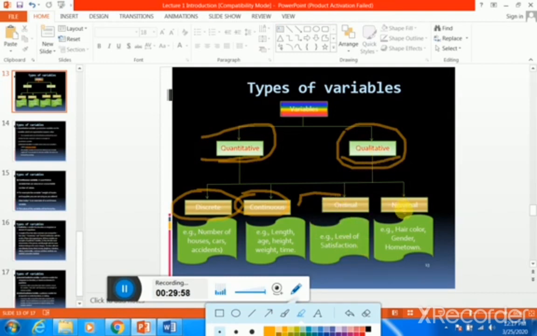Under qualitative, the next is nominal. Look here, nominal. By the name it is clear, nominal. Nominal is that variable which basically categorizes the whole data. It only categorizes the overall data. For example, gender. Gender is a variable, but gender has categories, male and female. You cannot say that male is more superior than female or female is more superior than male. You only say that gender has male and female. So that variable which only categorizes the overall data into different categories is known as your nominal.